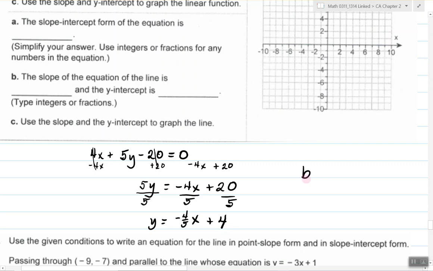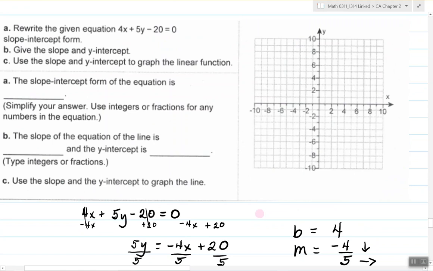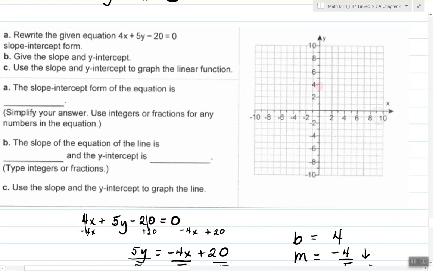It will ask for M and B in the questions. The B value is 4. The slope, I'm going to put the negative with the top because that's what I like to do. That will tell me to go down 4 and right 5. So I'll put the slope-intercept form, y equals negative 4/5 x plus 4 right here. The slope, negative 4/5. The y-intercept, 4. Graph the line. Begin at 4 on the y-axis.